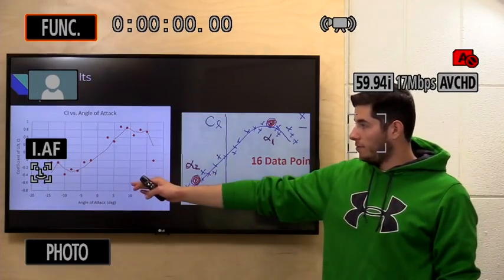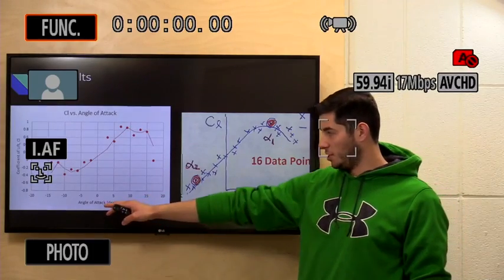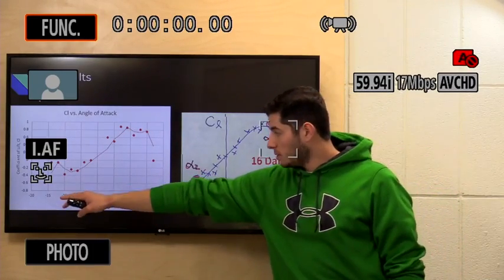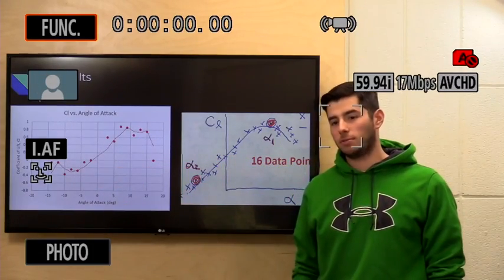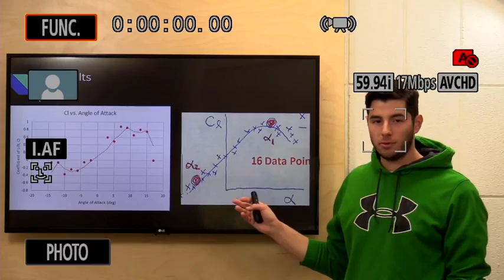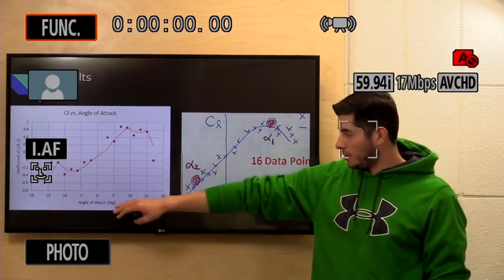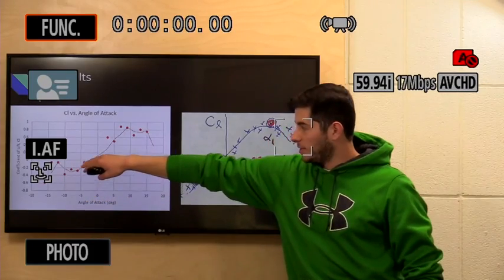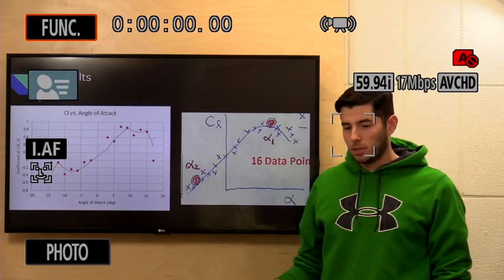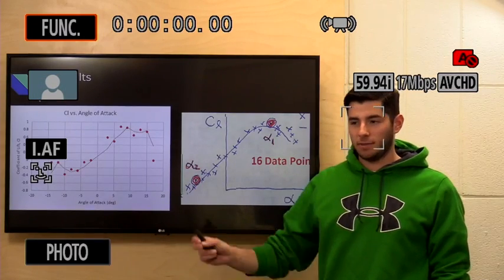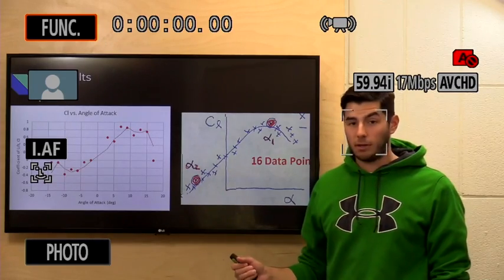Here is a graph of the actual coefficient of lift versus angle of attack and how it changes at different angles of attack. This data was found with all groups and their 16 data points. As this shows, as angle of attack increases, the coefficient of lift increases. This is because with an increase of angle of attack, the velocity over the airfoil is increasing, and therefore it results in a higher lift.